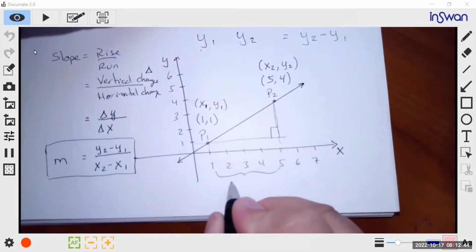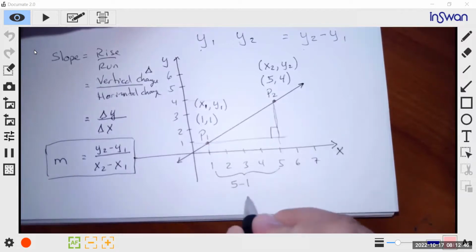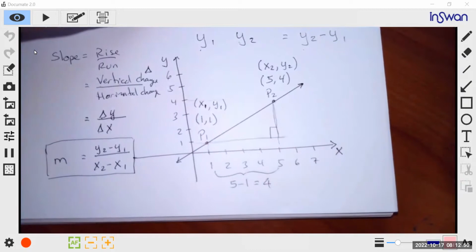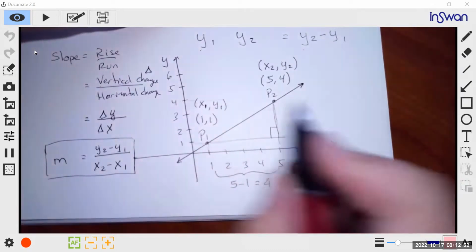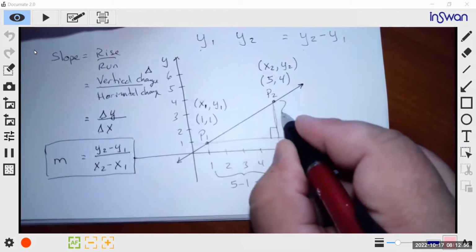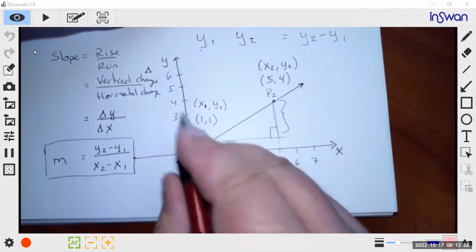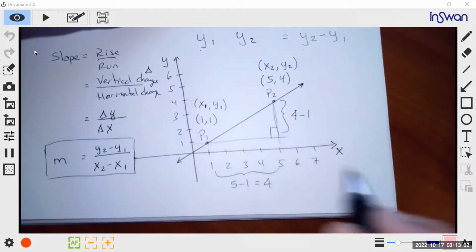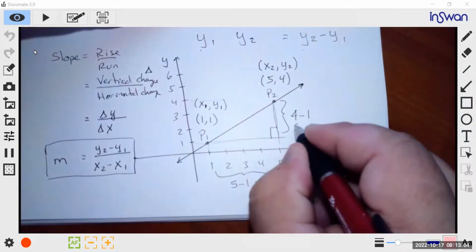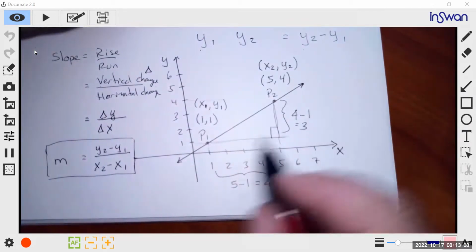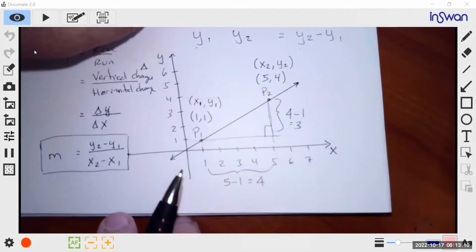Well, the horizontal change is 5 minus 1, which is 4 units apart. The vertical change is, the second point is 4 minus 1, which is 3. So that's what we're talking about when we talk about change.